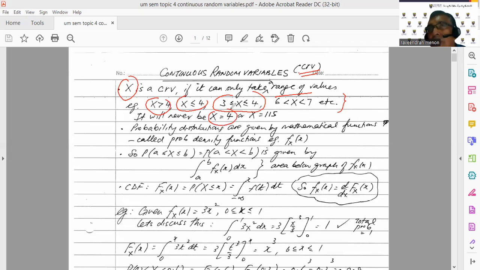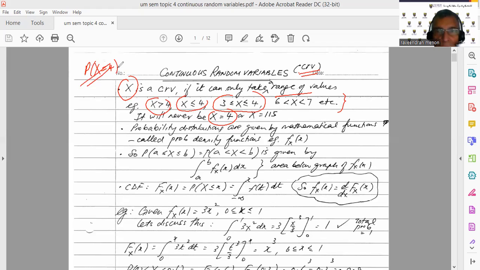You will never have a situation where you're asked to find the probability that X equals 4 if X is a continuous random variable. You'll know in a minute why, because when we talk about probabilities for continuous random variables, we talk about areas below graphs. So quickly, the important thing I've said so far: when you have a continuous random variable, it can only take a range of values.